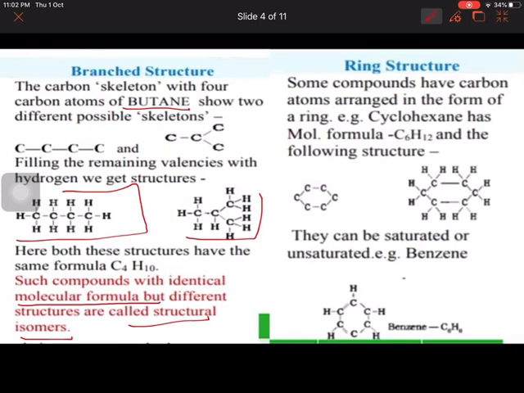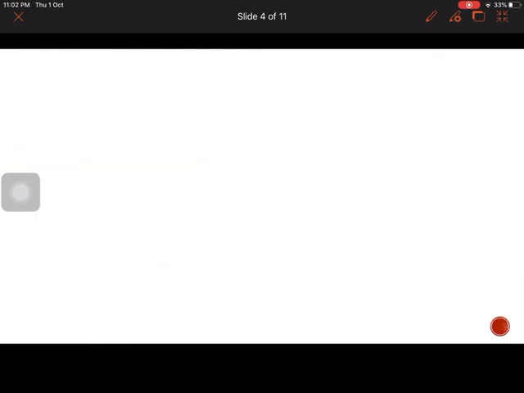When we say ring structures, the carbons are arranged in the form of a ring. The first and the last carbon join with each other, like in cyclohexane C6H12. So this first is joined with the last one, and because of that the formula is C6H12. In the case of unsaturated compounds like benzene, there are alternate double bonds. You can see from the figure that after one double bond there is a single bond, then double, then single and then double. The formula is C6H6.